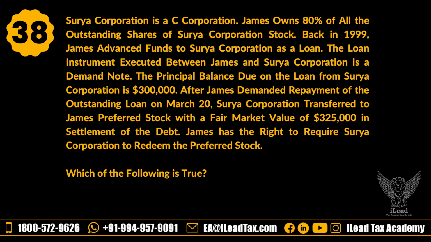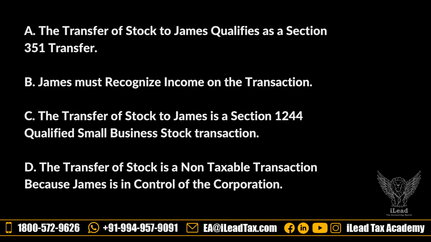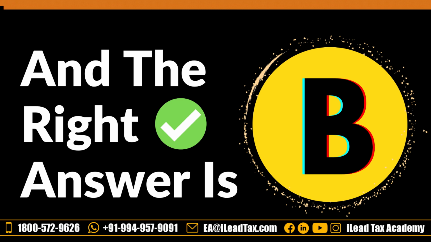Let's see the answer. Options. Option A, transfer of stock to James qualifies as a Section 351 transfer. Option B, transferor must recognize income on the transaction. Option C, transfer of stock to James is a Section 1244 qualified small business stock transaction. Option D, the transfer of stock is a non-taxable transaction because James is in control of the corporation. Let's see the answer. The answer is B. Let's see why it is B.